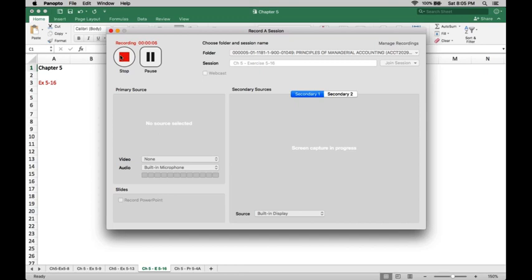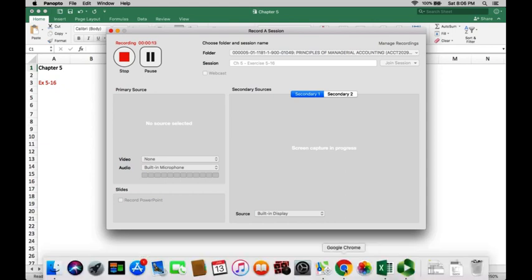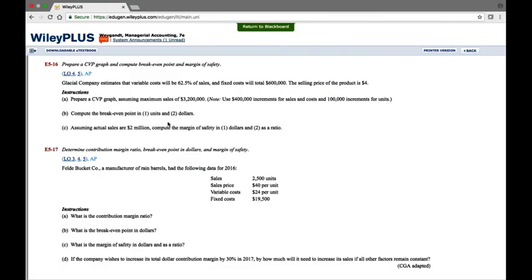Let's work on exercise 5-16 now and see what information we have over here that makes it a little different from the previous exercises. We're not going to be working on part A, which deals with the CVP graph. We're going to do part B and part C.